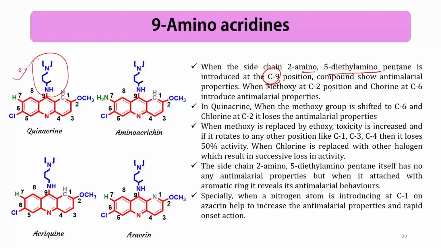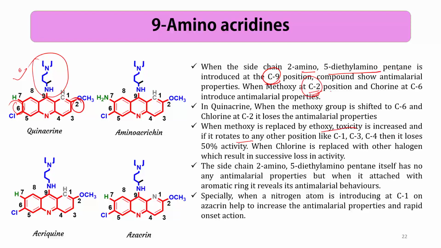When methoxy at the C2 position and chlorine at the C6 position are introduced, it gives antimalarial property. But when the methoxy group is shifted to C6 and chlorine shifted to C2, it loses the antimalarial property. And if methoxy is replaced by ethoxy, toxicity is increased. If we replace it, then toxicity is increased.